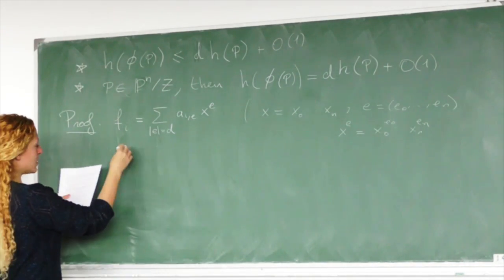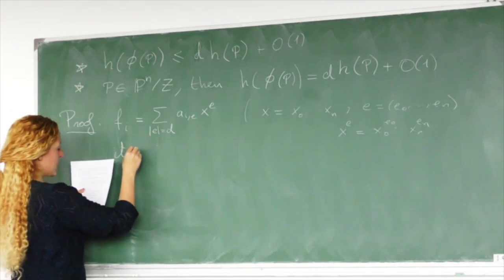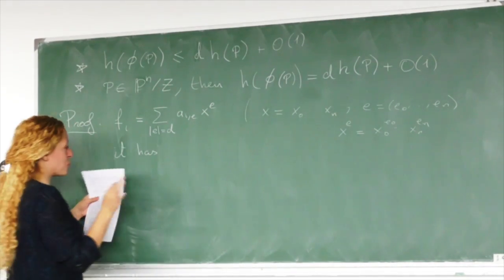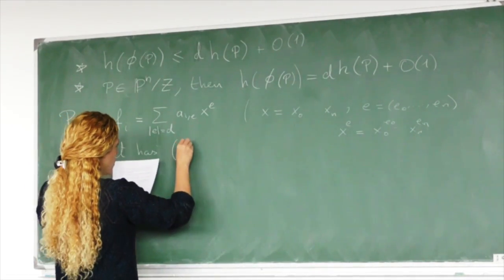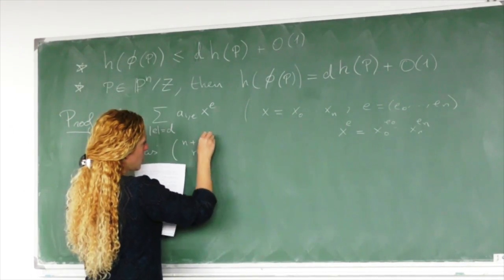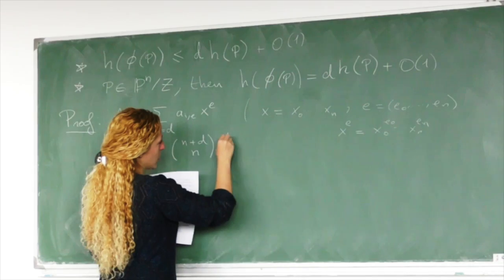So actually, how many terms do I have here? This is a combinatorial exercise that I leave to you. It has at most, assuming all those coefficients are different from 0, n plus d over n terms.